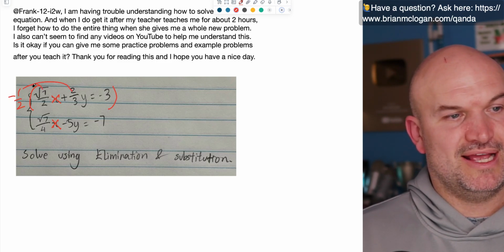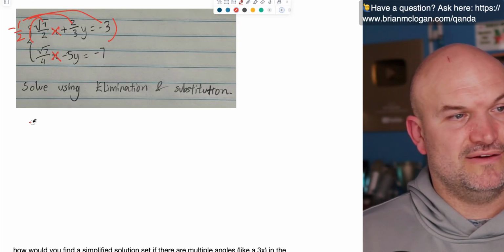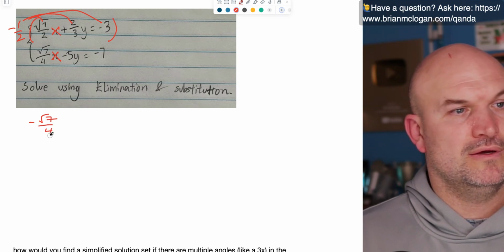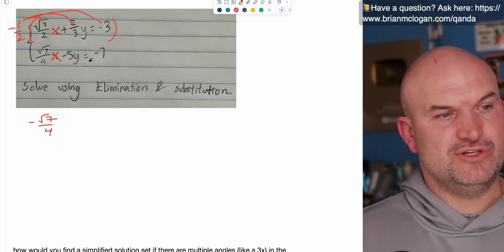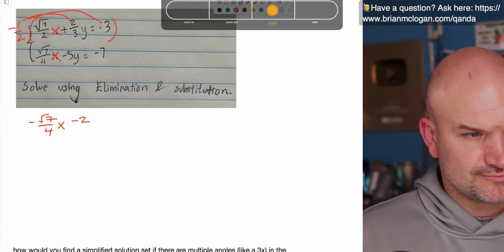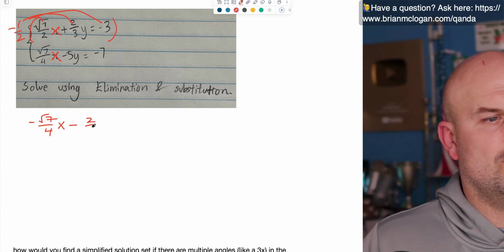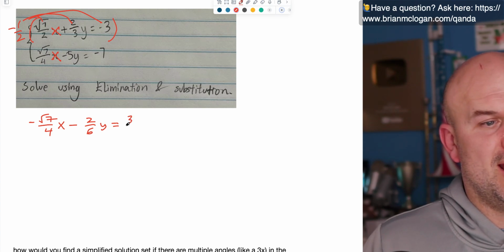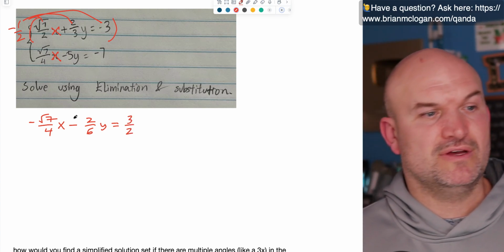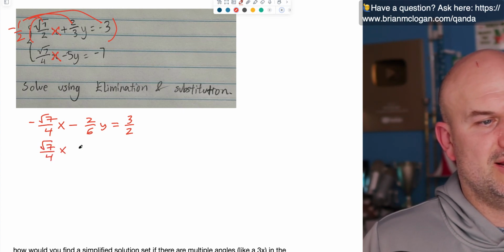You got to make sure you multiply it by everything. So when I go ahead and do that, I'm now going to get a negative square root of 7 over 4. And then let's see, negative 1 times 2. So that's going to be our x. And that's going to be a minus a 2 over 6y. And that's going to be equal to a positive 3/2, right? Because negative times negative is going to be positive. My bottom equation is going to remain exactly the same, so I'm not going to do anything there. I'm just going to rewrite it. 5y equals a negative 7.